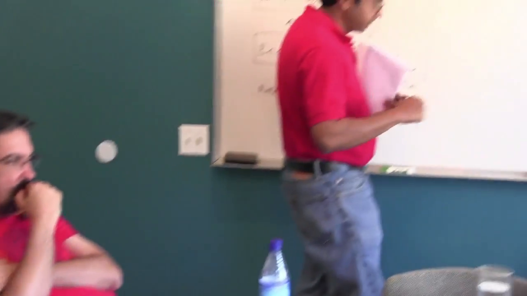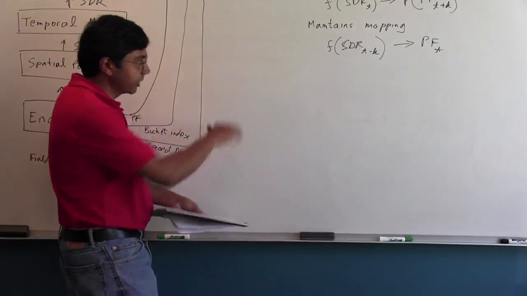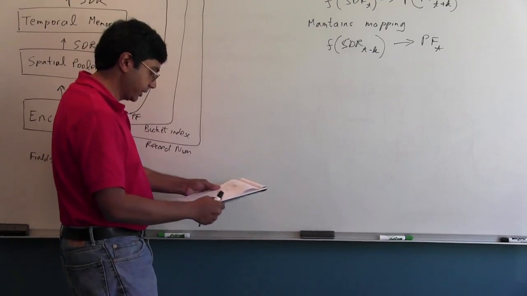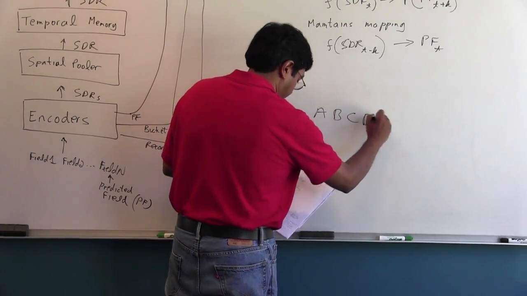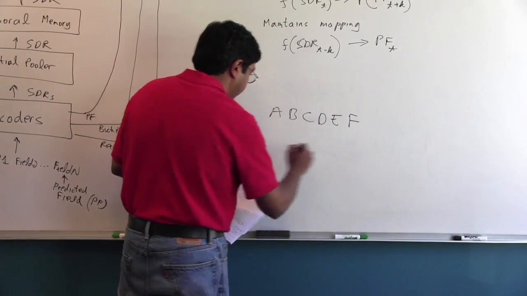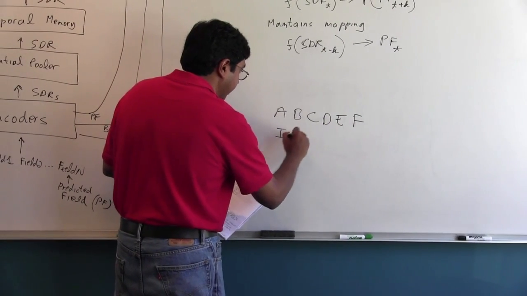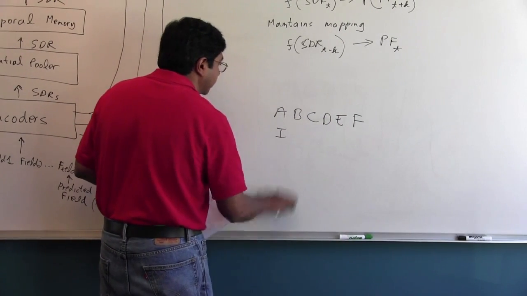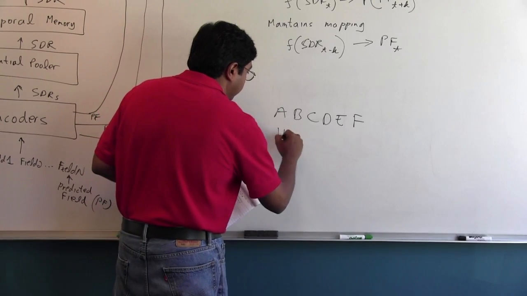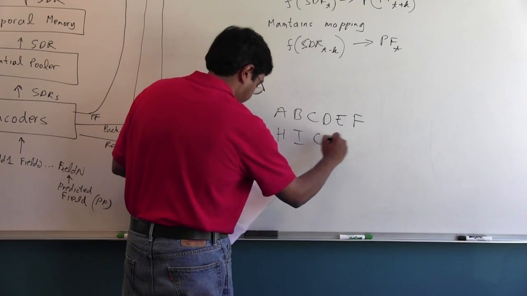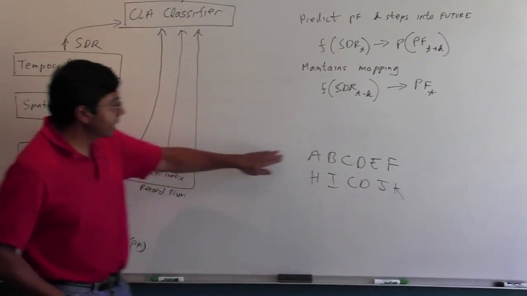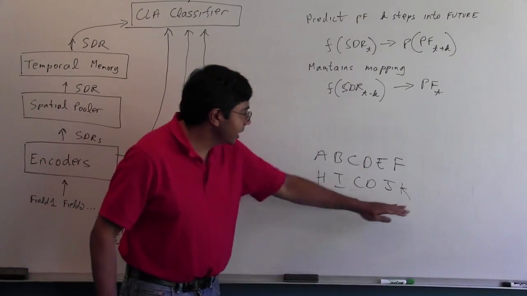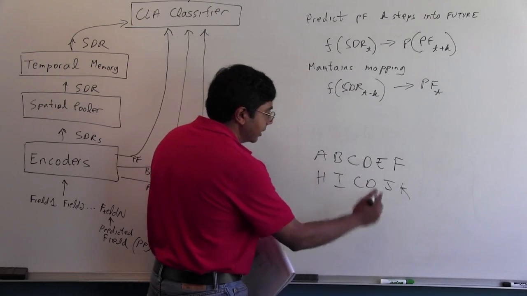In some sense, yeah. An example of what Jeff's saying is, if you look at a high order sequence, so what I showed you there wasn't really a high order sequence, but if you look at a high order sequence like A, B, C, D, E, F, and H, I, C, D, J, K. This is a high order sequence.